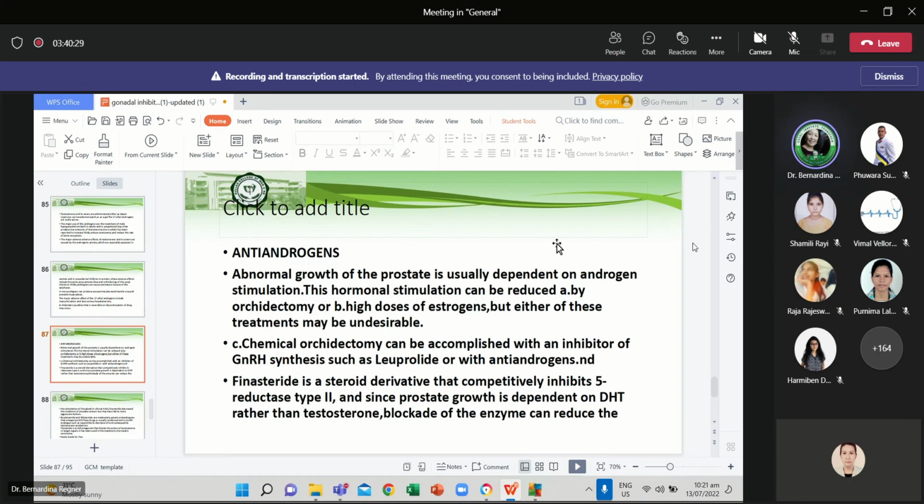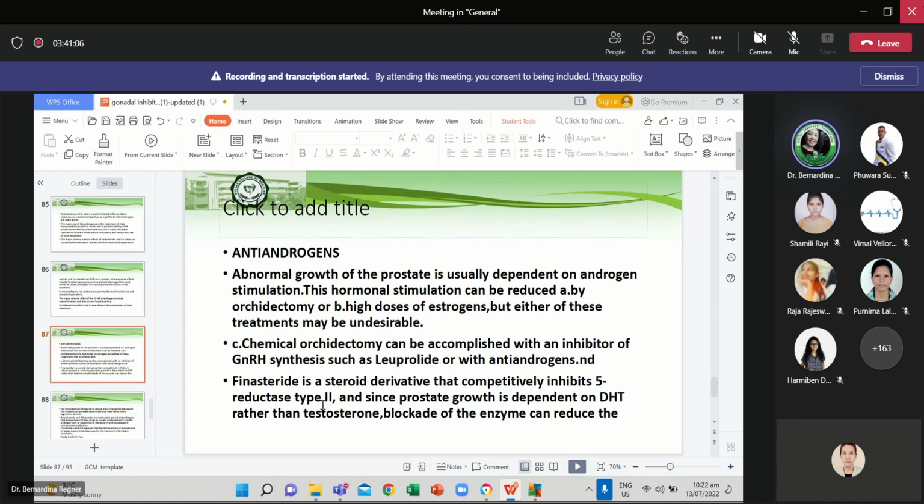How do you do chemical orchidectomy? By giving an inhibitor of growth hormone releasing hormone synthesis, such as leuprolide, or with anti-androgens. Okay? So, what drug are you going to give in chemical orchidectomy? Leuprolide. Okay? Then finasteride is a steroid derivative that will competitively inhibit your 5-alpha reductase type 2.